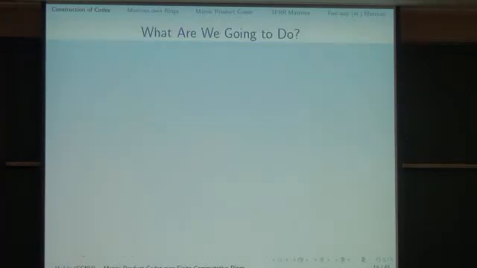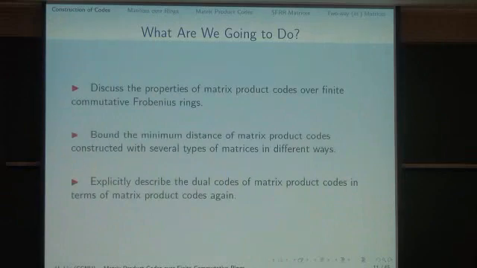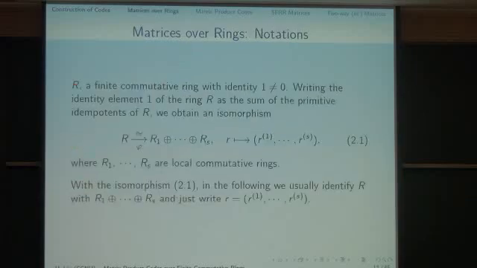So, what are we going to do? In this talk, I will discuss the properties of matrix product codes over finite commutative Frobenius rings, and bound the minimum distance of matrix product codes constructed with several types of matrices in different ways. And we also have a third part. In order to do this, we need to introduce some notation.